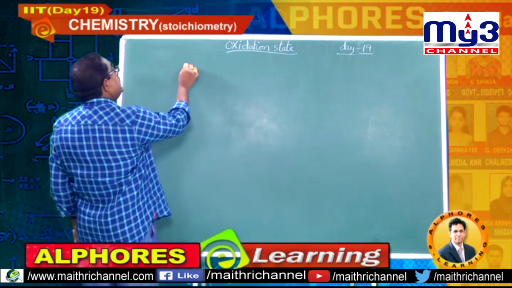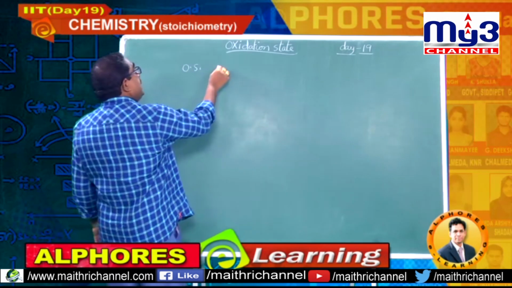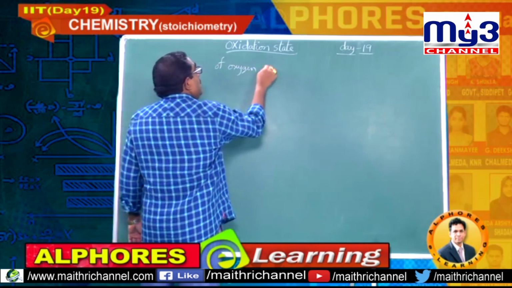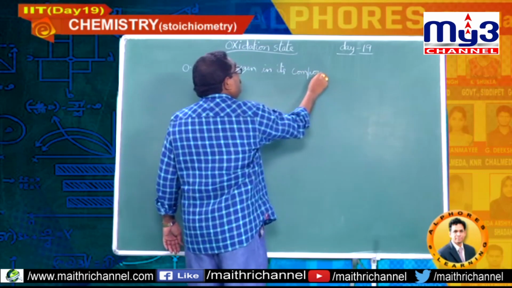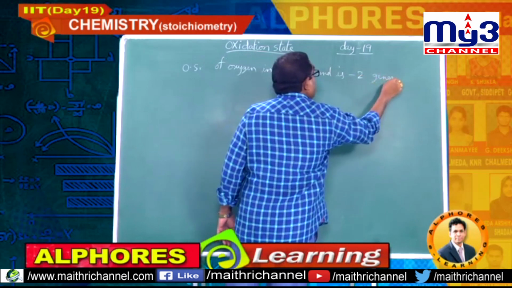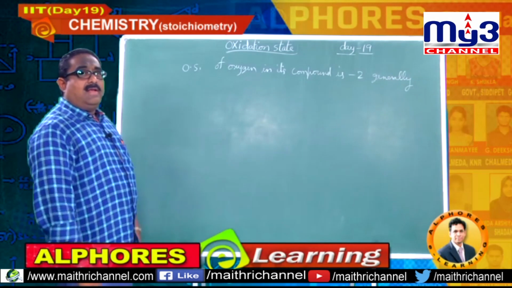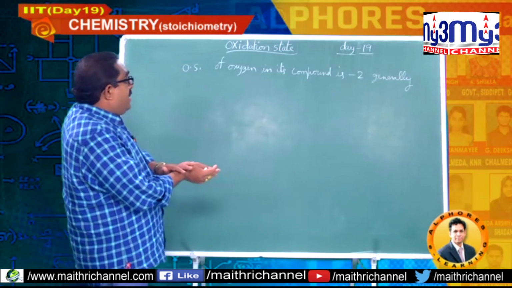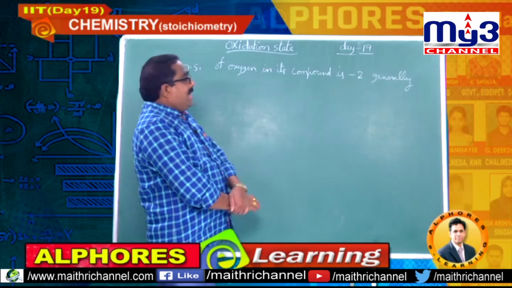Write down, students. I am using OS for oxidation state. Oxidation state of oxygen in its compounds is -2 generally. I am giving the statement as generally, so it may have other oxidation states also in its compounds.